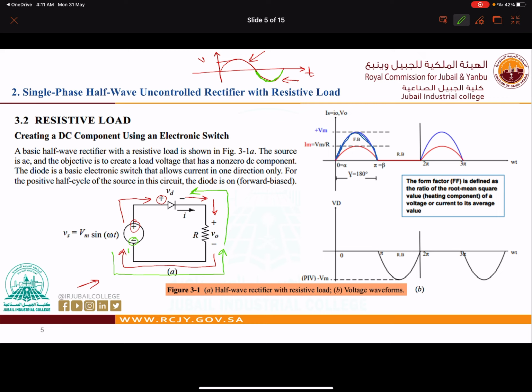Now, the diode is reverse bias. The diode here now is reverse bias, and it will act like what, ya shabab? It will act like open circuit. So it is open circuit. So the current will not move, right? No more. So there is no current because the diode is reverse biased, and it will act like an open circuit, and there is no current.